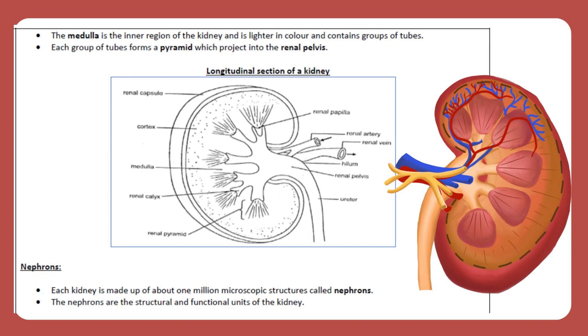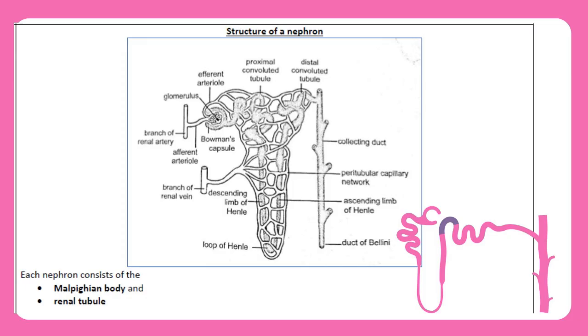Nephrons. Each kidney is made up of about 1 million microscopic structures called nephrons. The nephrons are the structural and functional units of the kidney. Each nephron consists of the Malpighian body and renal tubule.